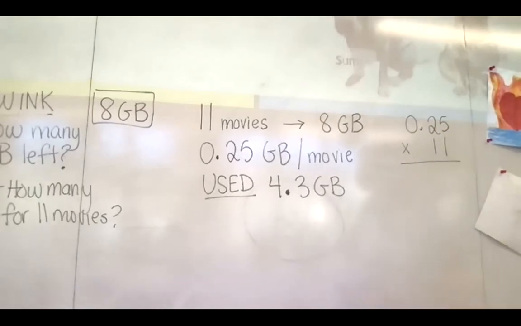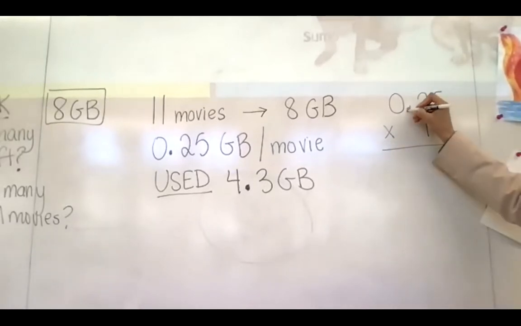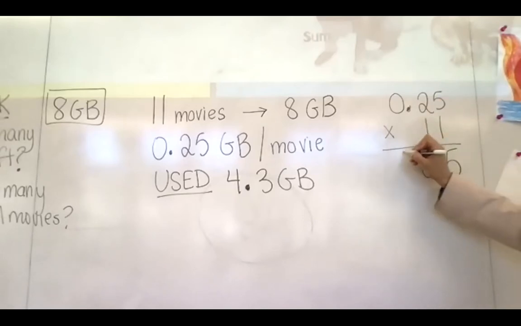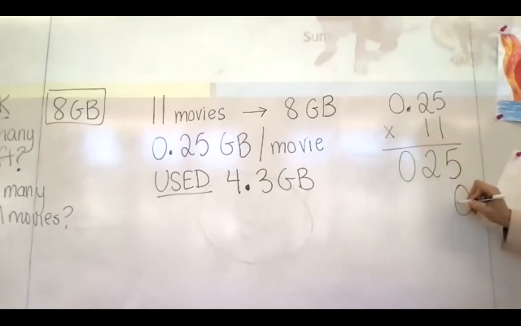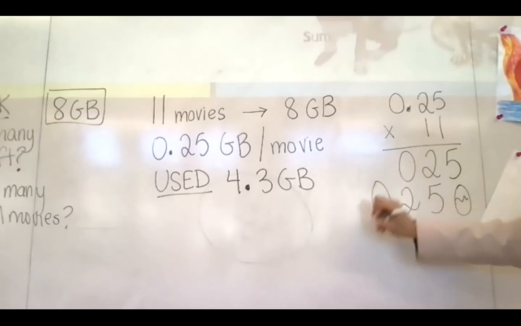Does everybody see that? Okay, 25 times 11. Let's work it out. 5 times 1, 5. 2 times 1, 2. 0 times 1, 0. Drop your zero. 1 times 5. 1 times 2. 1 times 0.